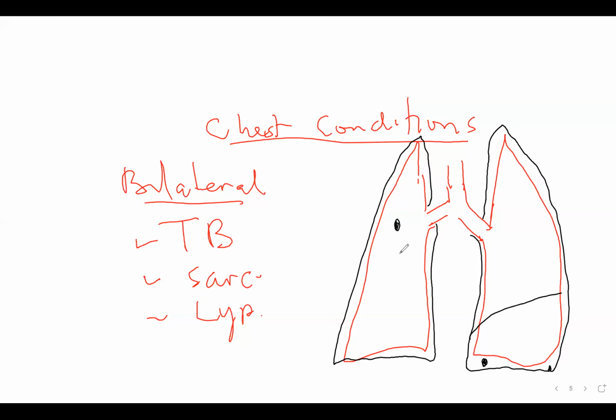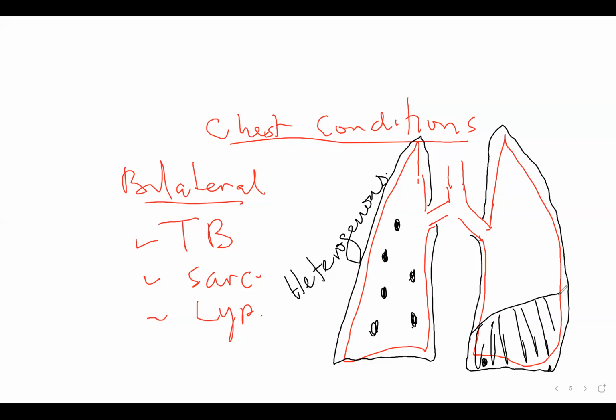Now, there could be opacities within the lung parenchyma. Okay, and if these opacities are in the lung parenchyma, they will give heterogeneous opacity. And this is more common in infectious processes as well as malignant deposits on the lungs. However, if it is fluid accumulation, it will give a homogeneous opacity. Now, in terms of opacities, there are certain things you need to look for.